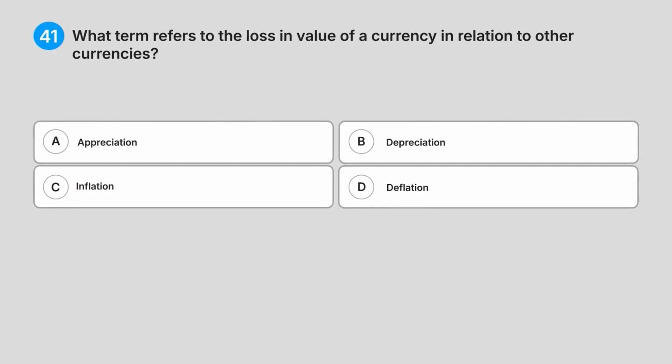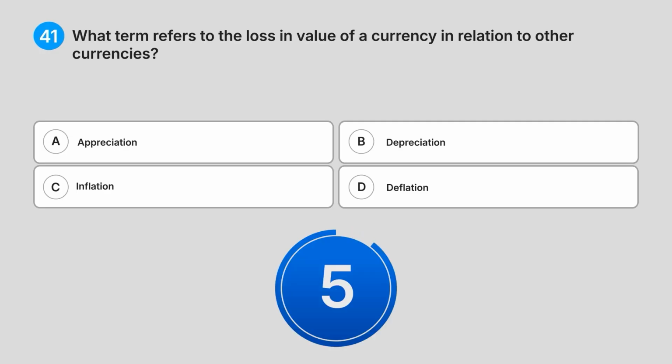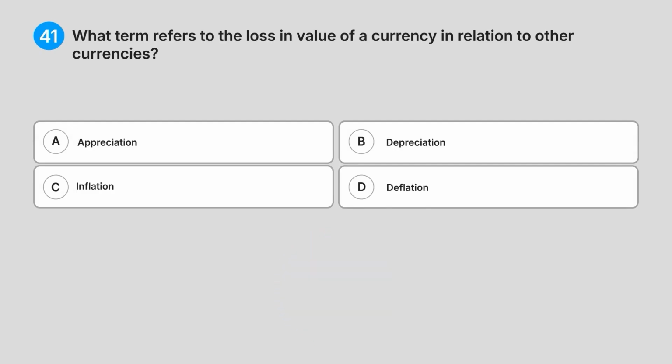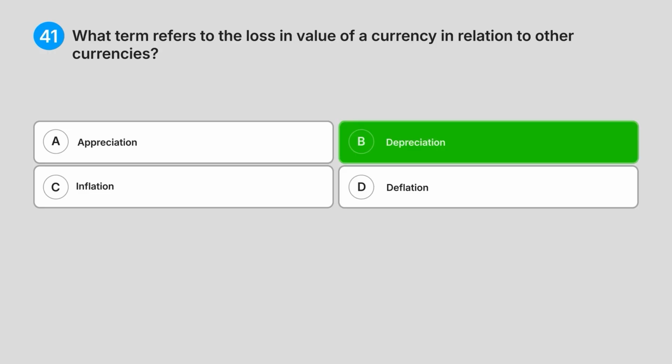41. What term refers to the loss in value of a currency in relation to other currencies? A. Appreciation. B. Depreciation. C. Inflation. D. Deflation. Can you guess the answer? Correct answer, B. Depreciation.